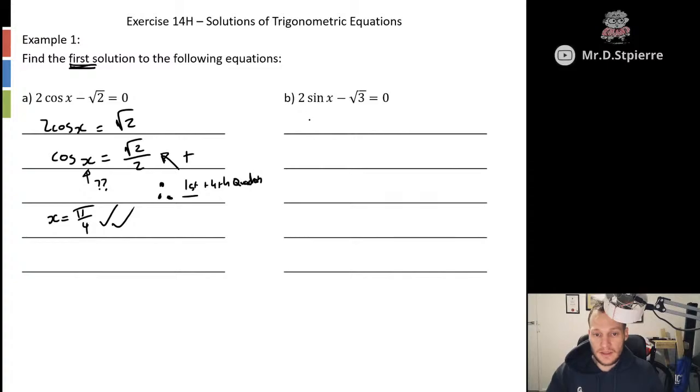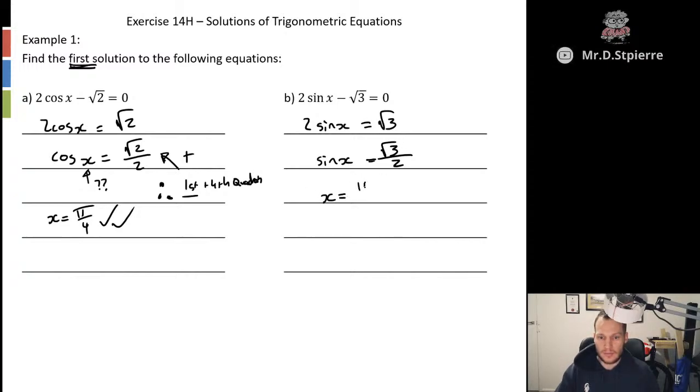We'll have a look at example B. We've got 2 sine x minus root 3 equals 0, so again using algebra, we slowly rearrange to sine x equals root 3 on 2. So again, what angle gives me a sine value of root 3 on 2? Sine is the vertical component, and this is getting larger, so it's root 3 on 2, so it happens to be x is going to be pi on 3.